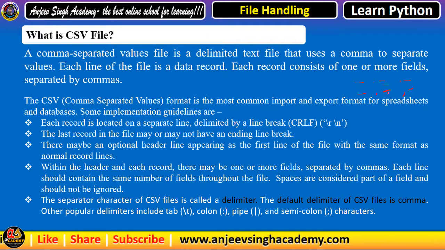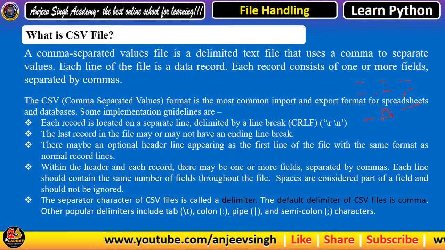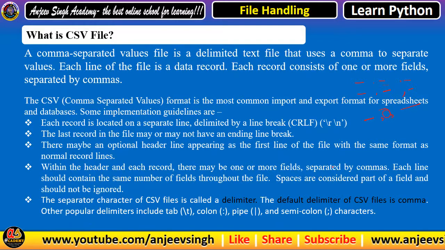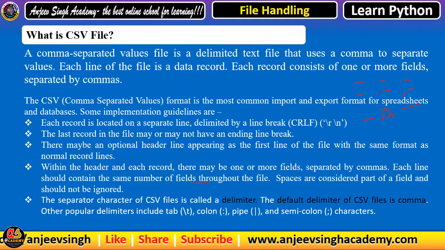अगर आपने कोई वैल्यू नहीं दिया, सपोज मैंने इस रिकॉर्ड को ऐसे लिख दिया, तो इस केस में इसको एम्प्टी वैल्यू के तौर पे देखा जाएगा और इन प्लेस ऑफ दिस एम्प्टी वैल्यू it is going to put NaN value there. So there will be a NaN value. Within the header and record there may be one or more fields separated by comma. Each line should contain the same number of fields throughout the file.